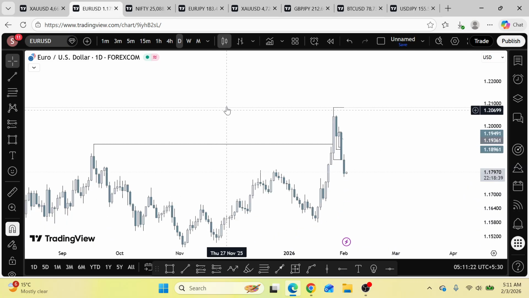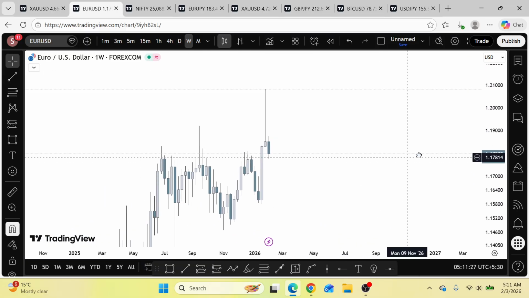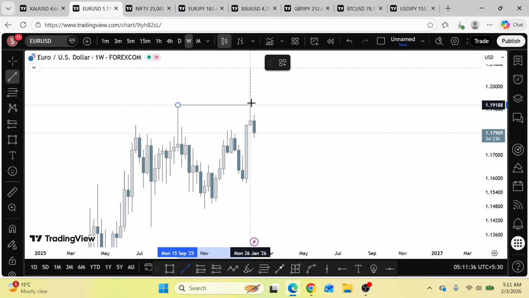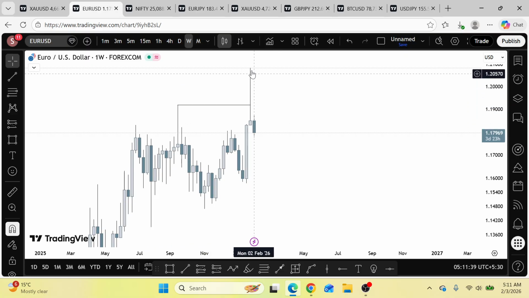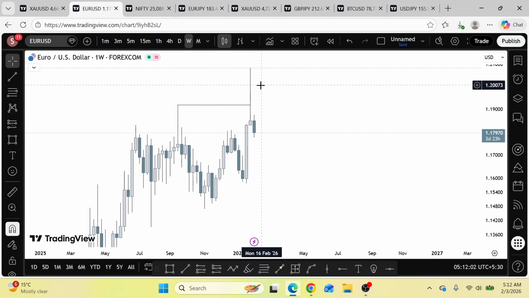And one last thing I want to tell you about the sweep and the run. When I say sweep, that means the market is going toward a point and coming back and closing inside the range, right? So in this case, if I say that the 26 January week has swept out this high, that means it went beyond this and closed inside this range, so it is a sweep. Okay, and if it does not close inside this range and it closes beyond this, that would be a run, right?